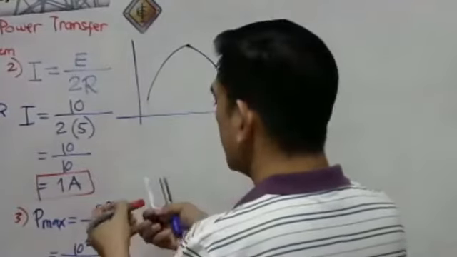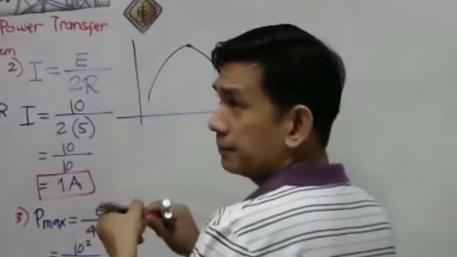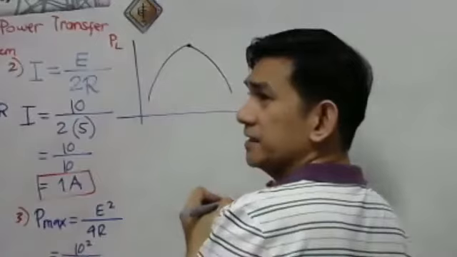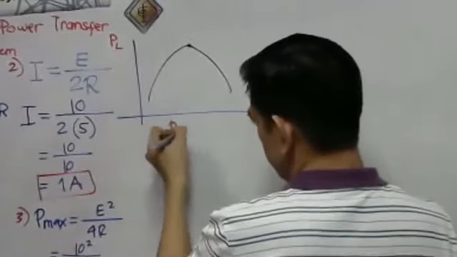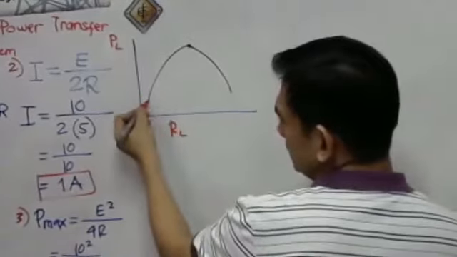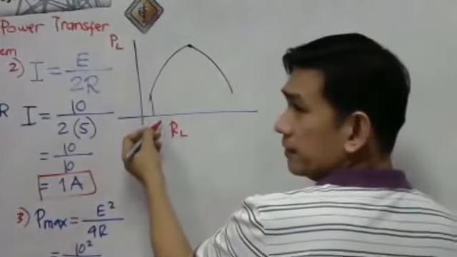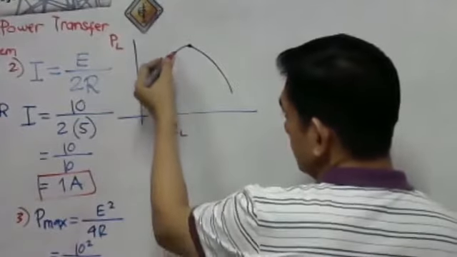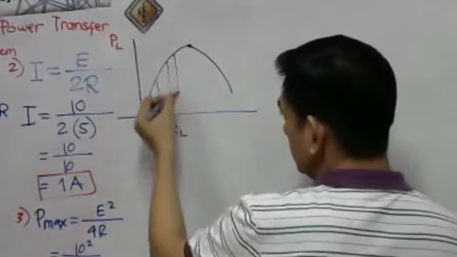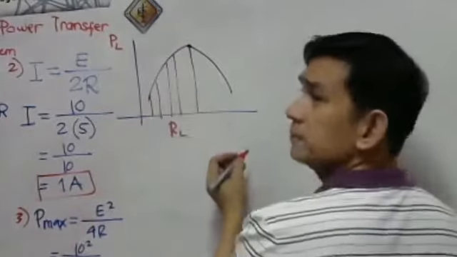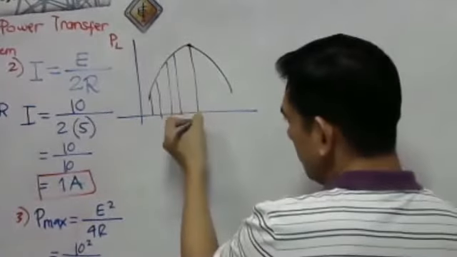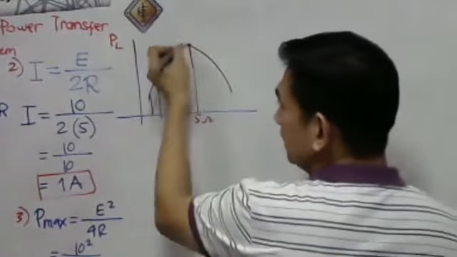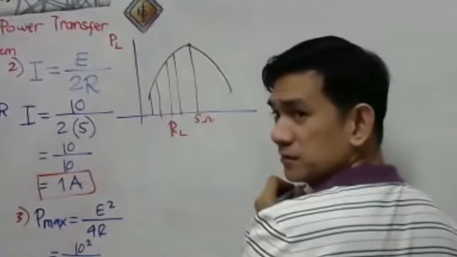Let's say this is the graph of the PL, and this is the graph for RL. Meaning, as we increase the resistance, let's say from 1, 2, 3, 4, until we reach 5 ohms, there you will achieve the maximum power. That is the maximum, the biggest power.